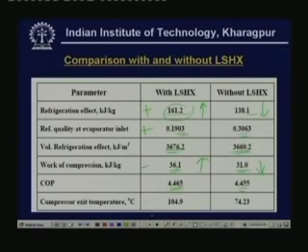However, one significant difference between the system with liquid suction heat exchanger and without liquid suction heat exchanger is in the discharge temperature. You can see that with liquid suction heat exchanger, discharge temperature is about 105 degrees centigrade, whereas without liquid suction heat exchanger it is about 74 degrees centigrade. That means almost more than 30 degrees increase. So, this is definitely a negative point as far as the liquid suction heat exchanger is concerned.